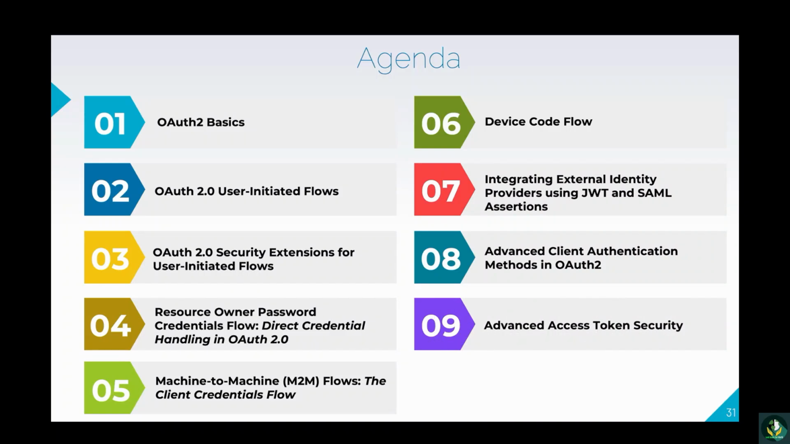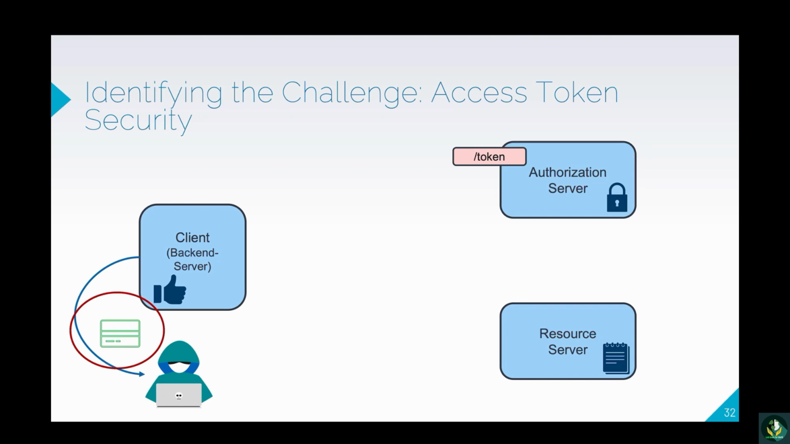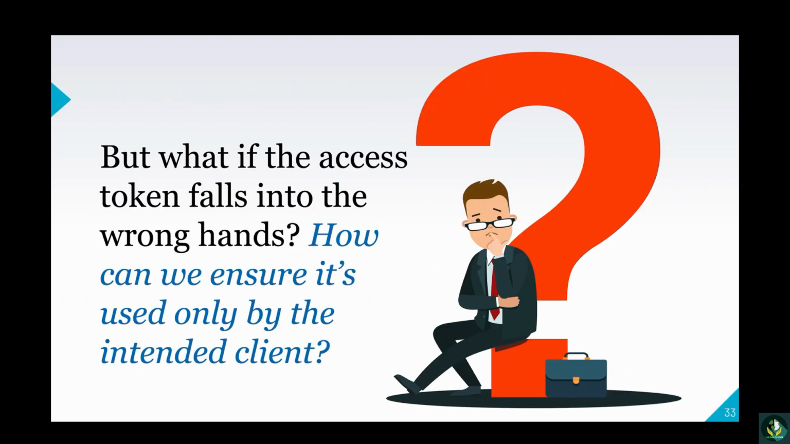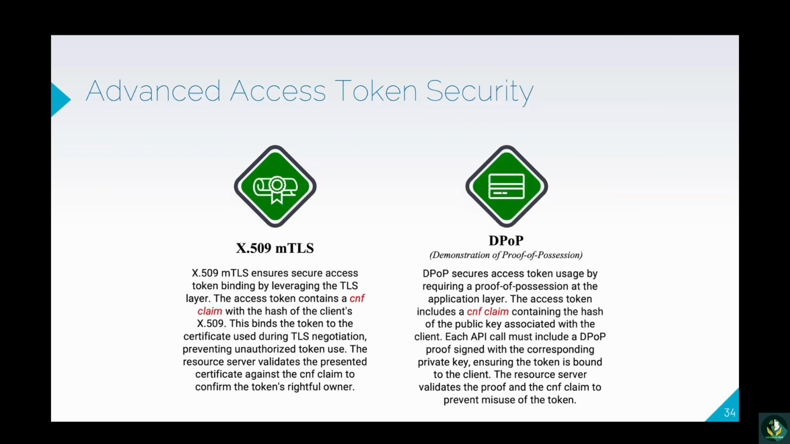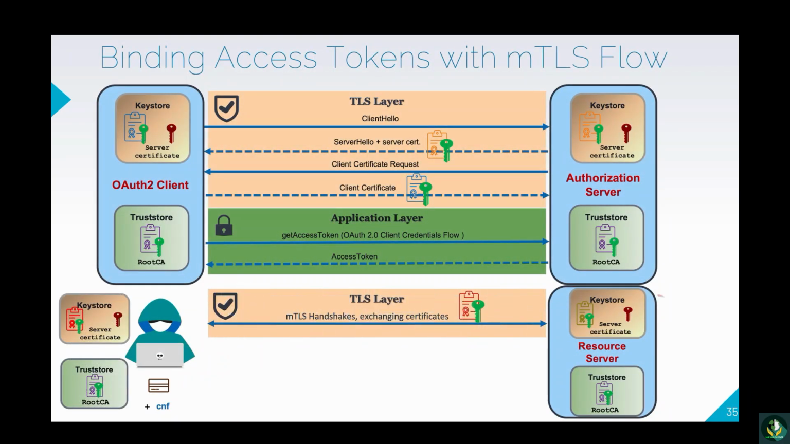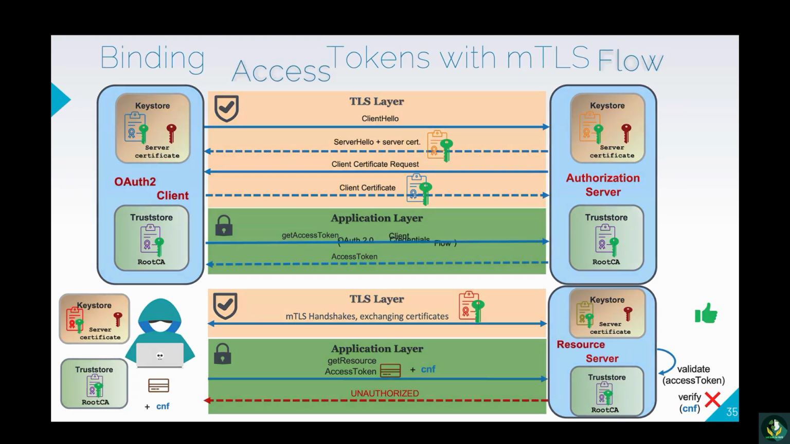Chapter 9, Advanced Access Token Security. Access tokens are the keys to your resources, but they can be stolen or compromised. In this final chapter, we will address the critical challenge of securing access tokens. You will learn about various mechanisms to enhance token security, explored step by step, and understand the use cases for each. By the end of this chapter, you will know how to implement these advanced techniques to protect your systems.